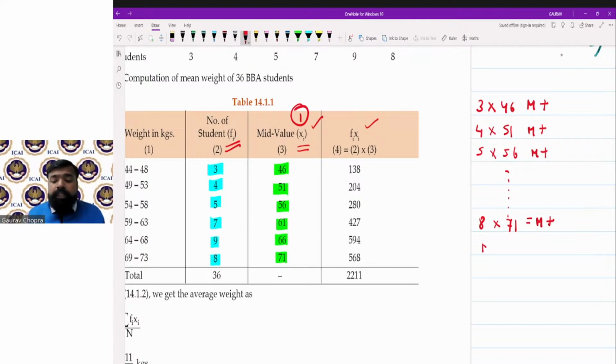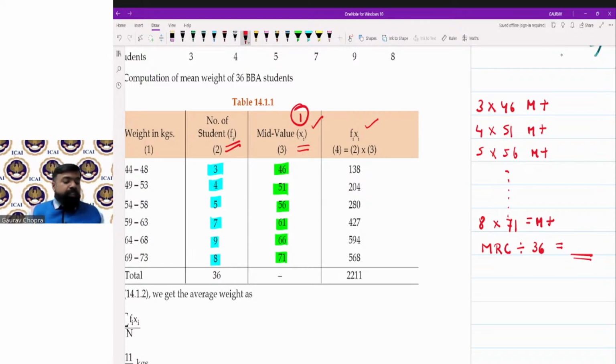Now the next step is press the MRC button, then divide. Now you have to divide with sigma f. So what is sigma f? 36. So MRC divided by 36 and then press equal to. You will get the answer on your screen. So by using this, your time will get reduced. You will get your answer within a few seconds. Okay.